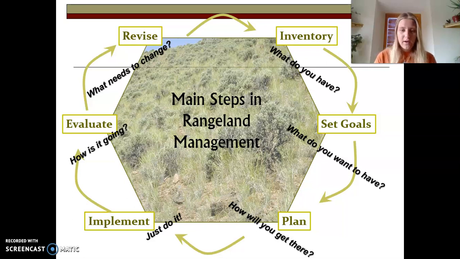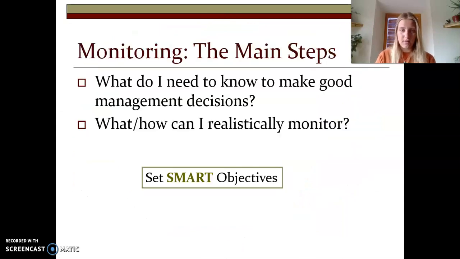Here again is a breakdown of the main steps of rangeland management. You can enter anywhere in here. Typically, you're going to start with your inventory again, go to setting your goals, creating that plan, implementing your plan, evaluating your plan, and then revising your plan as needed. It's just going in a big circle, checking how everything is going.